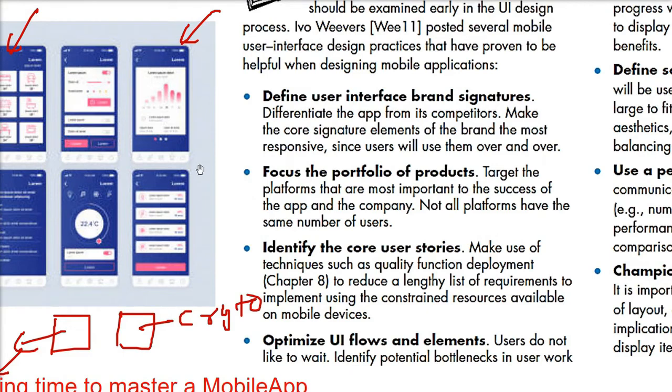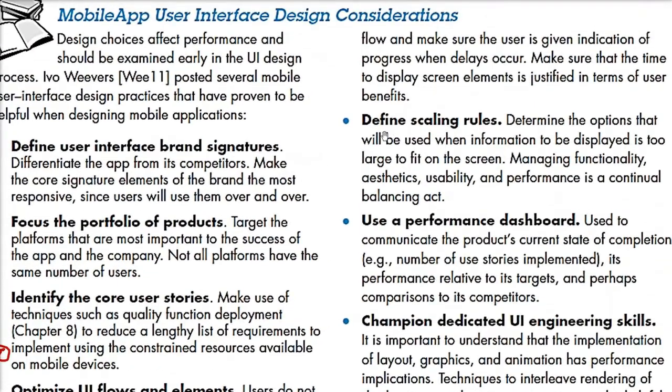Optimize UI flows and elements. Users are busy now. They don't want to wait. I'll give you an example. I get a bill on my email, I pay it. But when I go to find a receipt on the app, because they don't send a receipt, it is so difficult to find it. This happens with me.